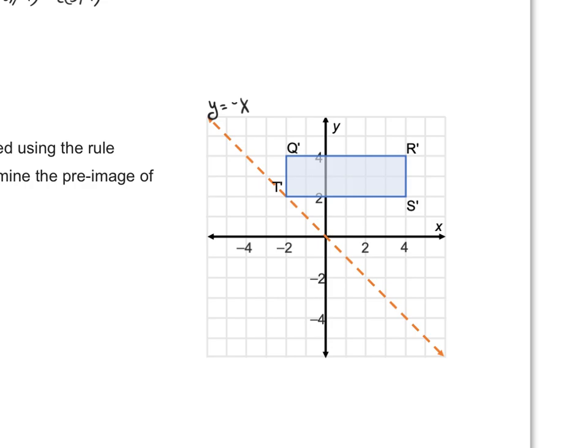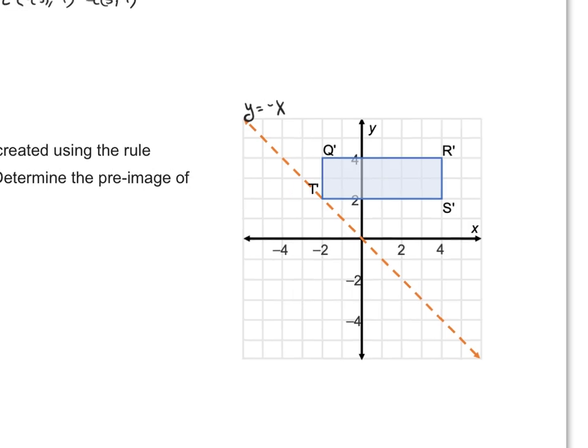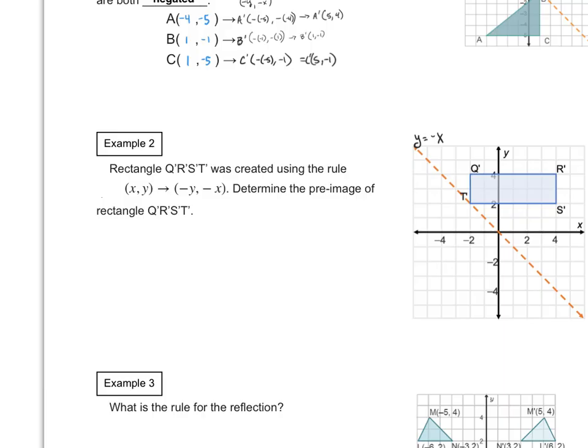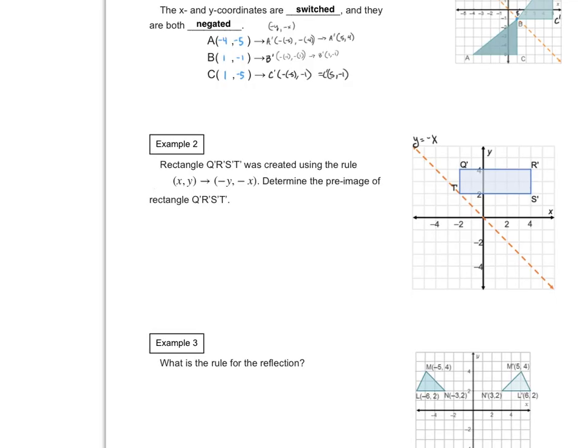So there you go. Let's look at this problem. Rectangle Q prime, R prime, S prime, T prime was created using this rule. Determine the pre-image of the rectangle Q prime, R prime, S prime, T prime. All right, so we are trying to find where everything was at.